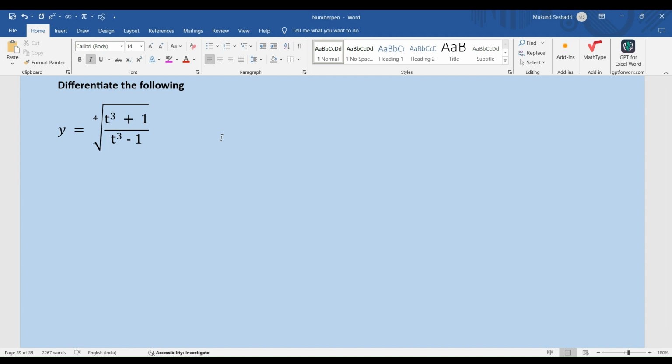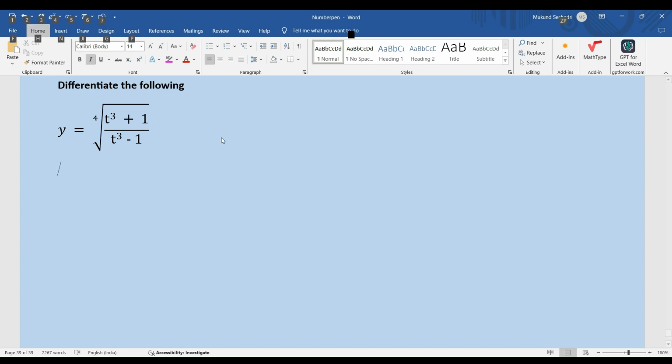So we have a function of the type u by v, but it is sitting inside the fourth root. Right? And my y looks a little complex out here. So can I make a substitution initially to get rid of the fourth root? So what is that substitution that I can make? So let us do that.